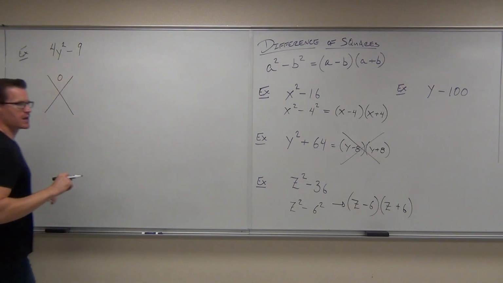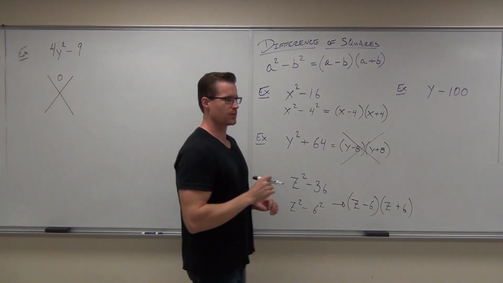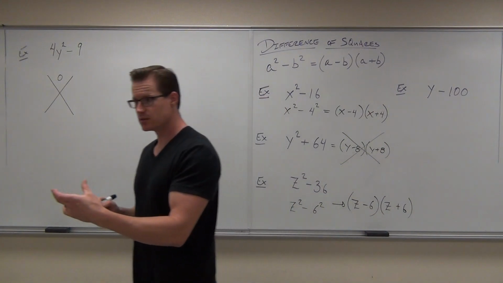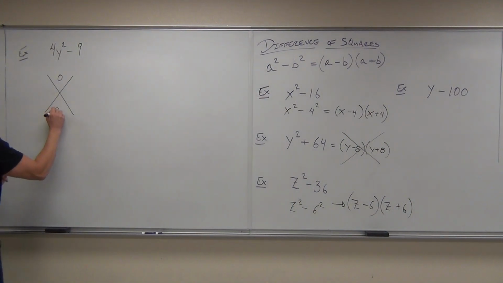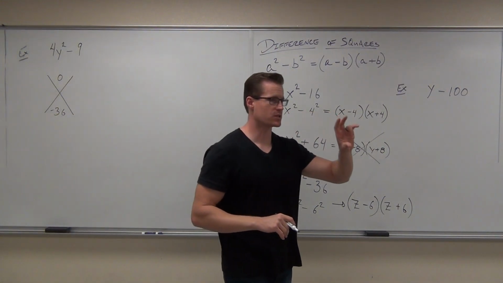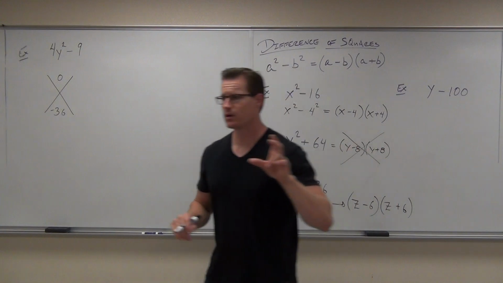Zero. What's your A, ladies and gentlemen? 36. Okay, so just the A. Four. What's your C? Negative. So negative 36. You know what? These are all pretty easy because we have 0 and negative 36. It has to be the same number to give us that. What's the number? Negative 66.